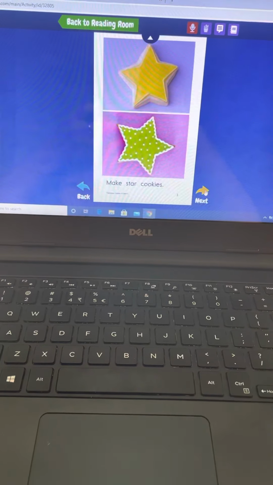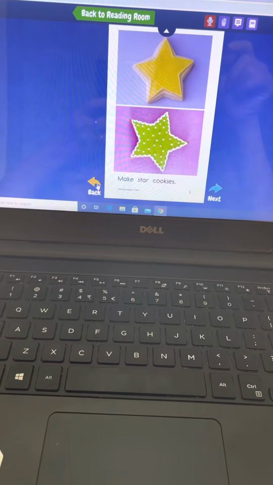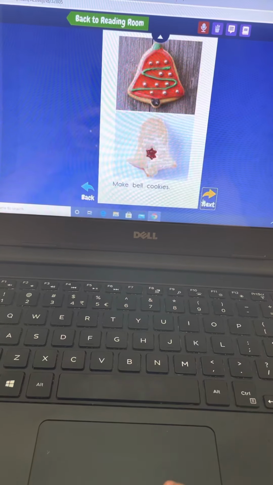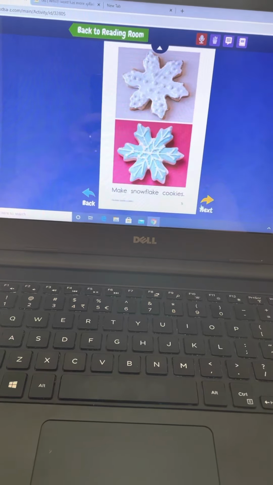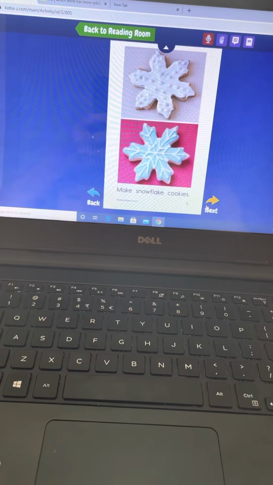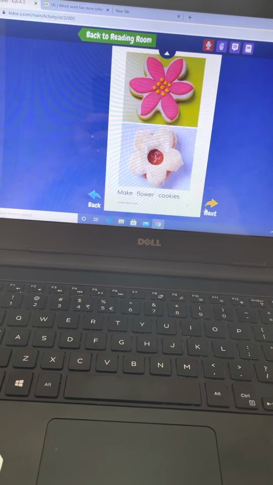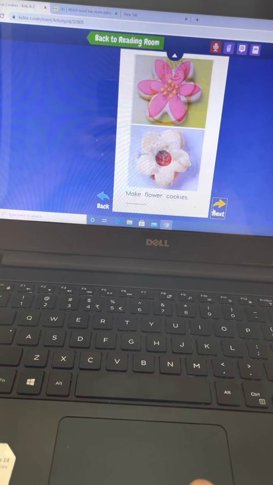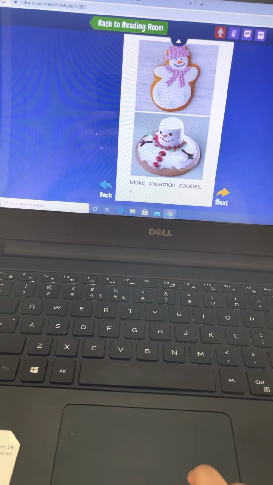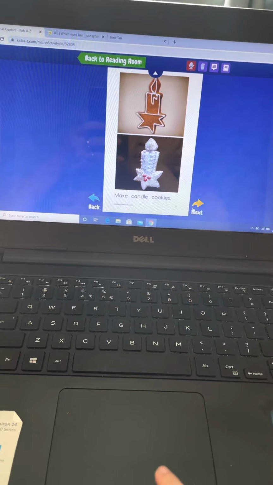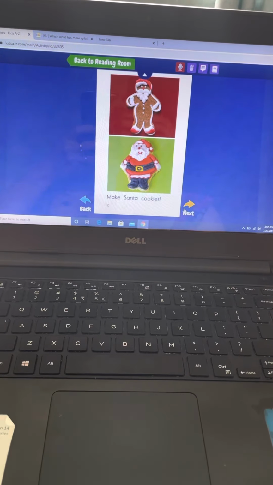Make star cookies. Again. Make star cookies. Make bell cookies. Make snowflake cookies. Make tree cookies. Make flower cookies. Make snowman cookies. Make candle cookies. Make Santa cookies.